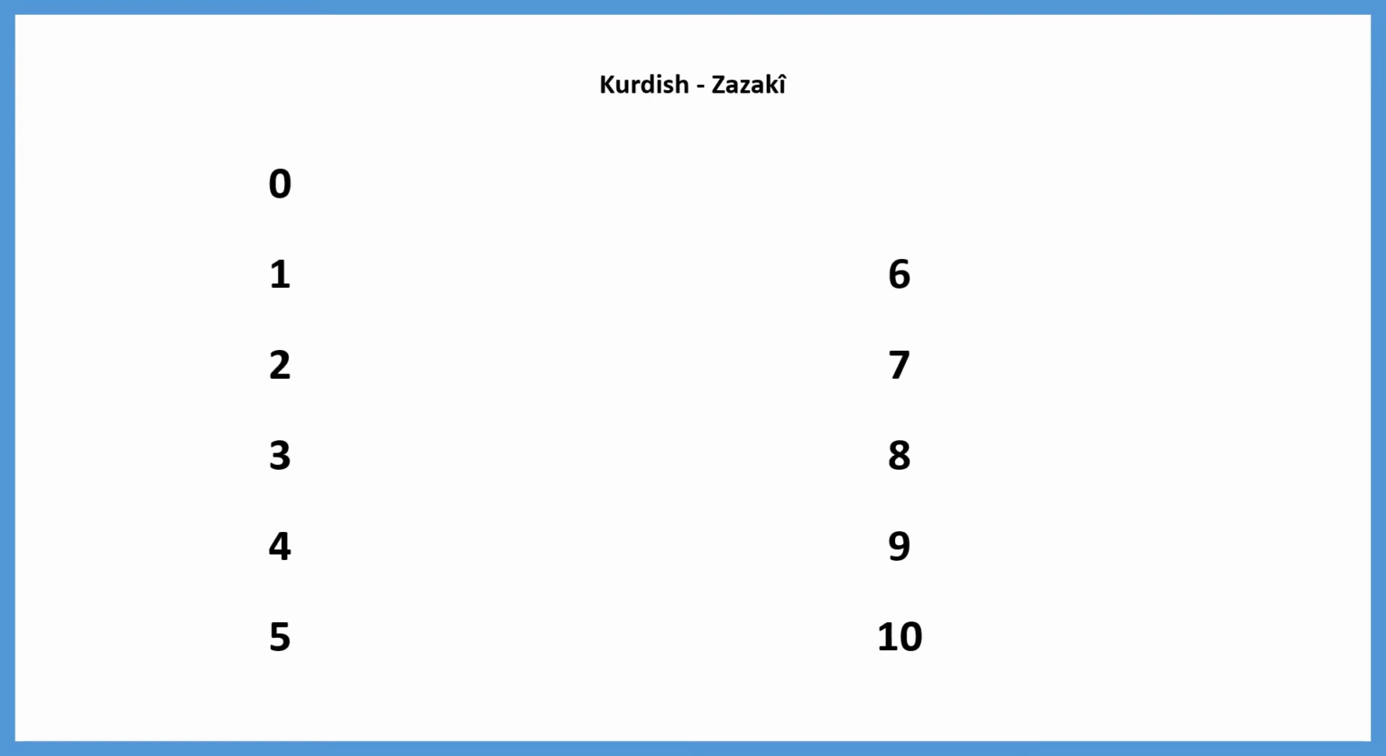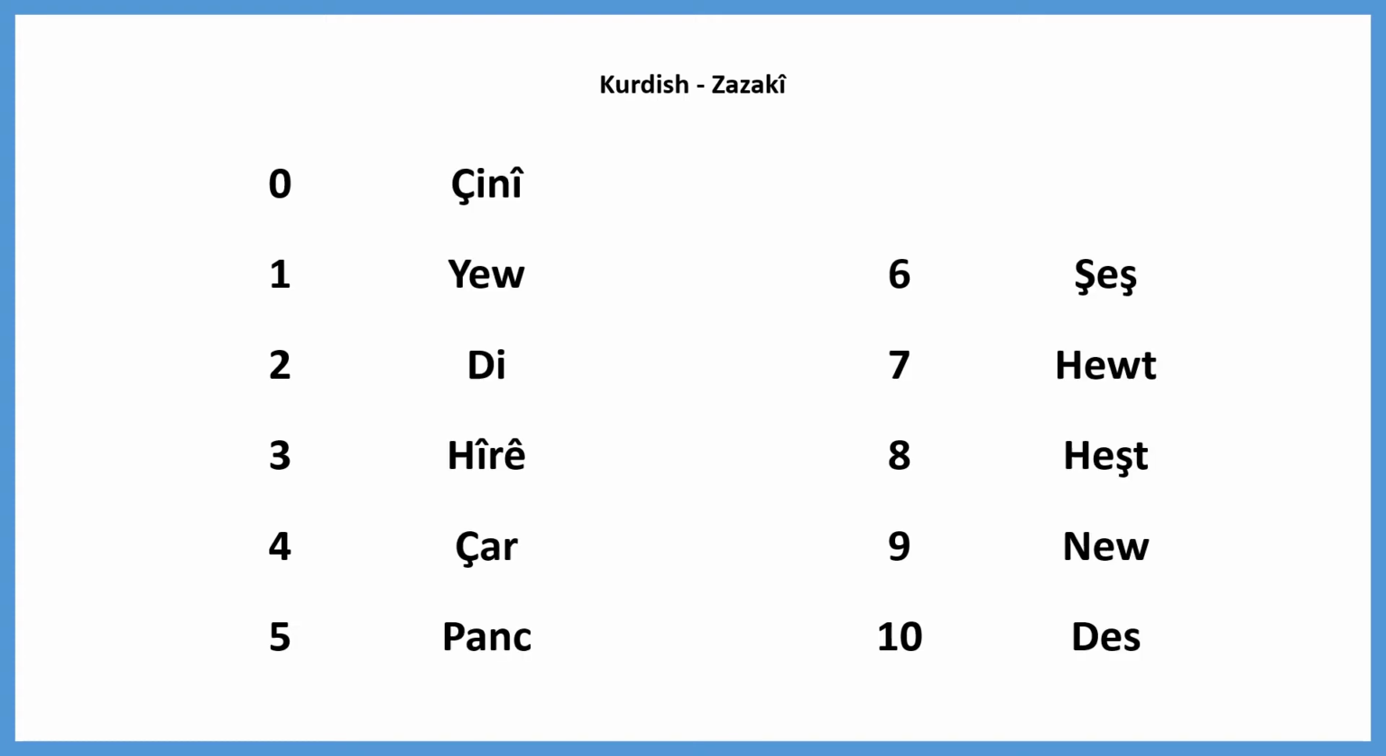So let's review the numbers that we've looked at. You may pause the video here and see how many you can remember. Welcome back. The numbers from 0 to 10 are chini, yeo, di, hire, char, panj, shesh, helt, hesht, neu, des.